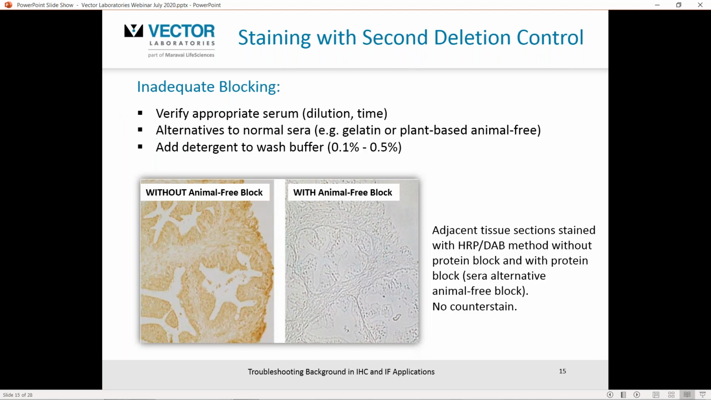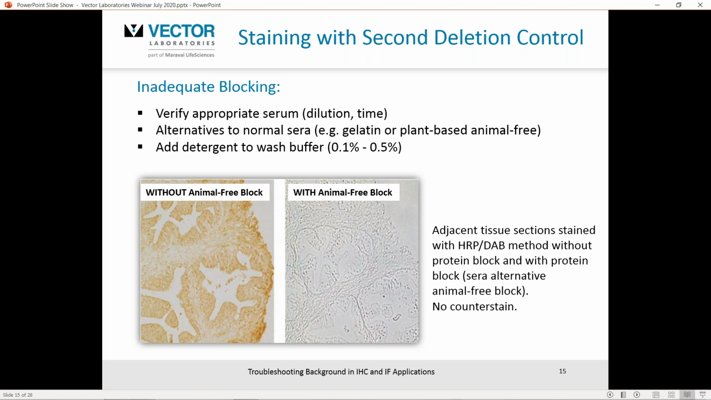Inadequate blocking or inappropriate blocking, just make sure you've got the right serum there. If you're using, say, a goat anti-rabbit secondary antibody, you'd use goat serum. The idea is to use serum from the same species in which that secondary antibody is raised. If you're using a donkey anti-rabbit, you'd use donkey serum. Make sure you're not using rabbit serum as a blocking agent with an anti-rabbit secondary antibody, as that will generate background.